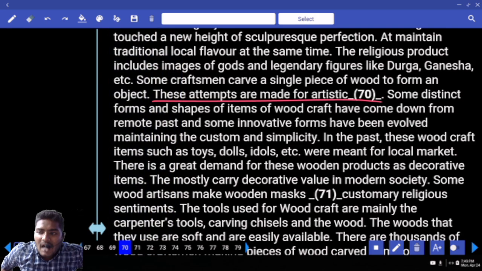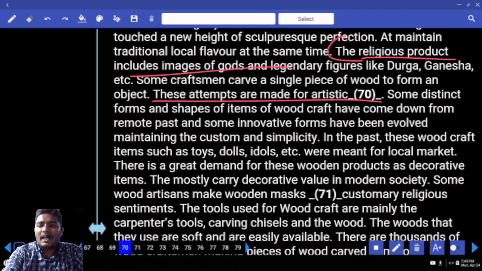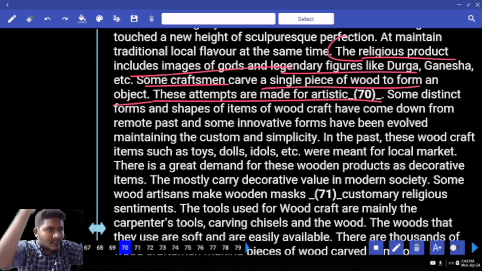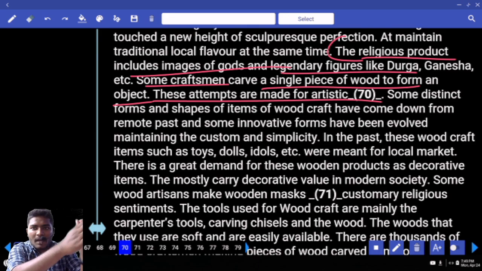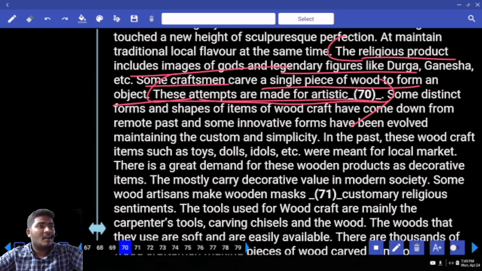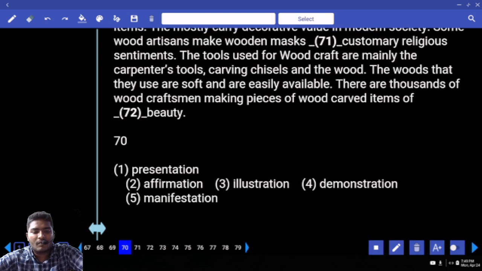These attempts are made for artistic dash. What are the attempts? The religious product includes images of gods and legendary figures like Durga, Ganesha, etc. Some craftsmen carve a single piece of wood to form an object. Not all the wooden images are made with single wood. One part is taken from one wood and attached, different parts are attached. But some people make one single piece of wood to form an object. These attempts are made for artistic dash. Which attempts? Carving these types of woods from single wood. This type of attempt is made for artistic, again a noun form is needed.